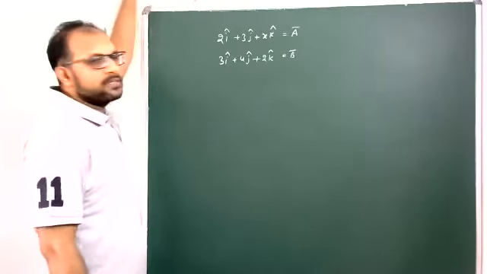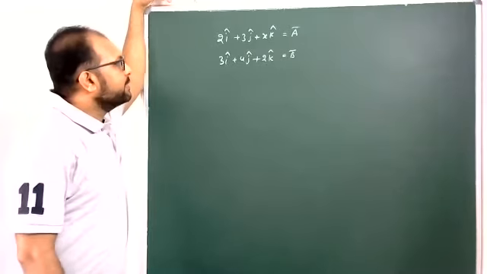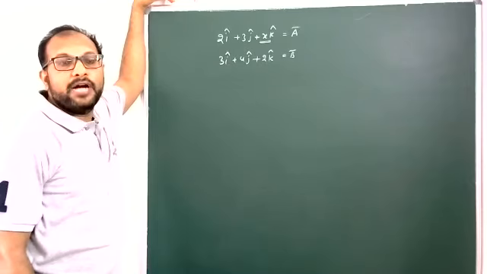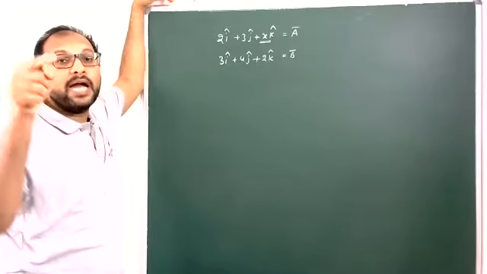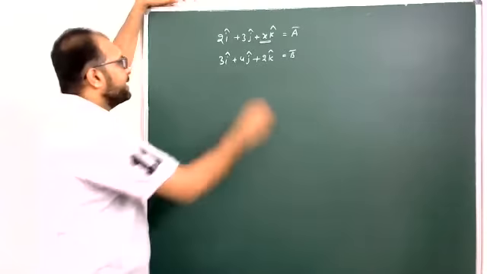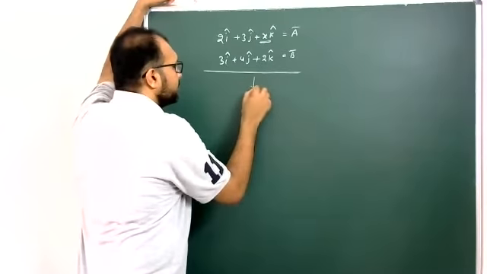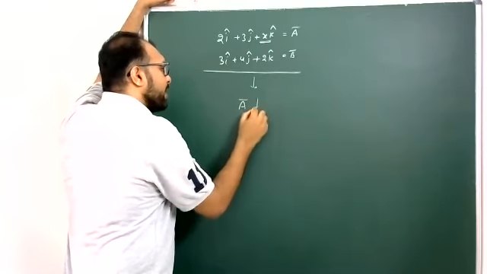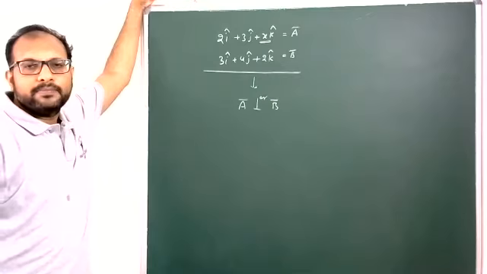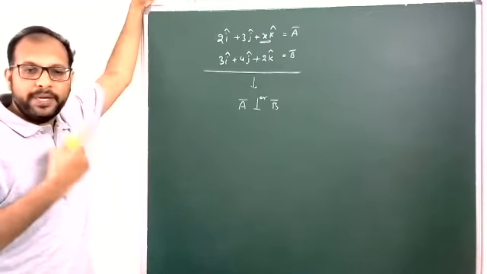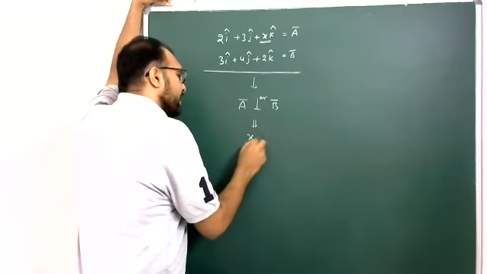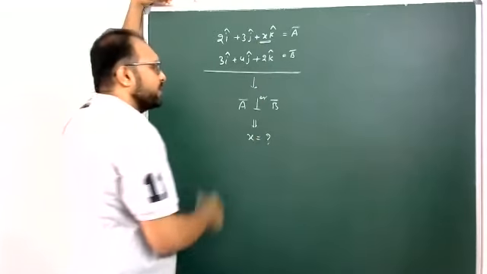Yes, students, two vectors given, but in these two vectors the z component of the first vector A bar is unknown. That's why it is written as X. You don't know that. And later the examiner has given that these two vectors A bar and B bar are perpendicular to each other. A bar is perpendicular to B bar. Then our target is the unknown value, X equal to question mark.